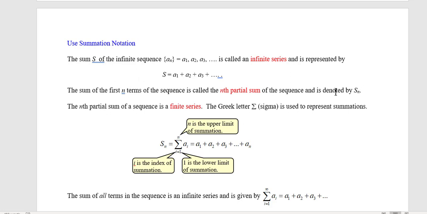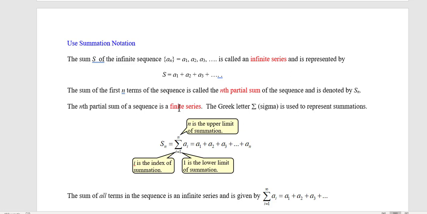So notice that is just a finite number of terms. 10, 20, not infinitely many though. One of these partial sums is a finite sum. We call that a finite series, right? We call this infinite sum an infinite series. Let's call the finite sum a finite series.